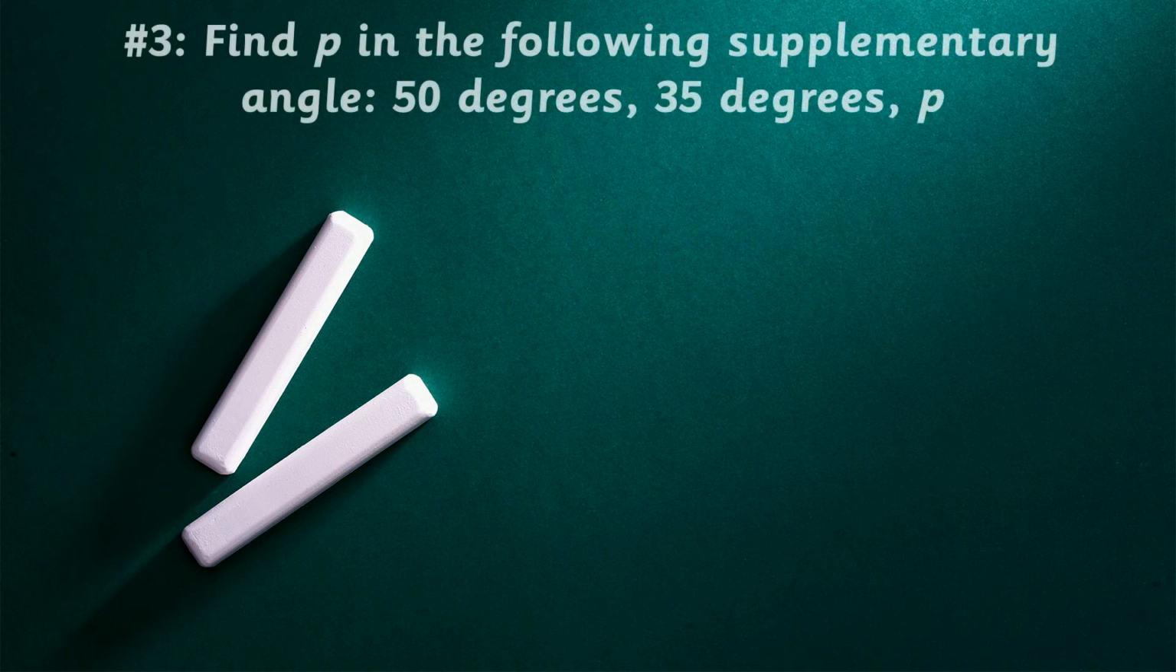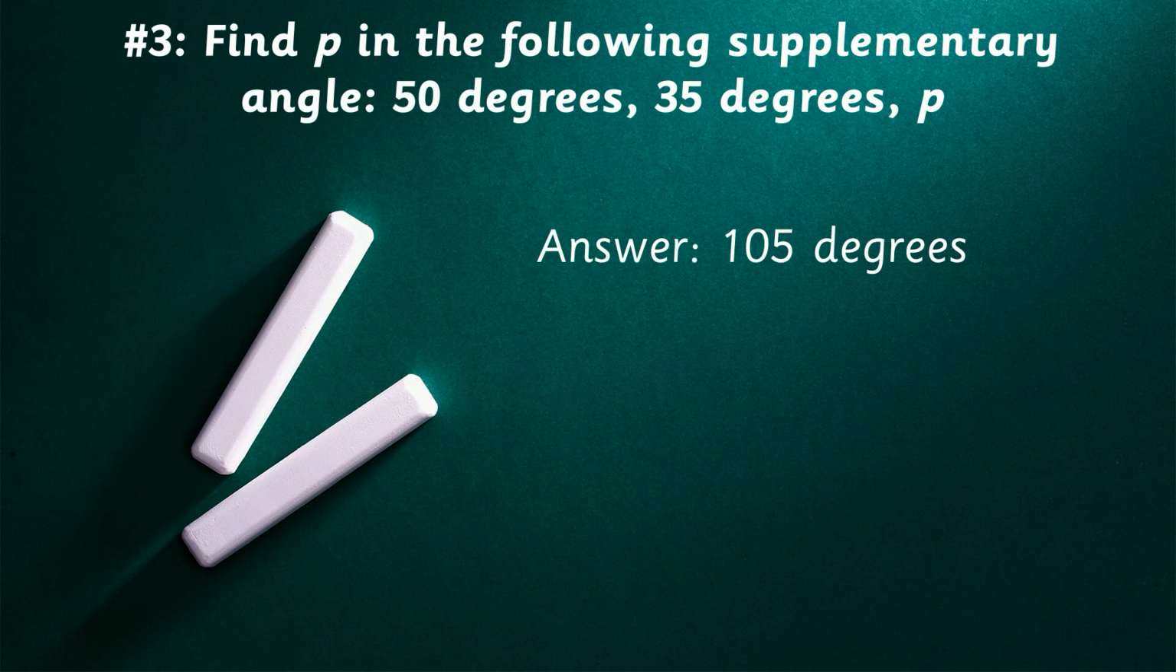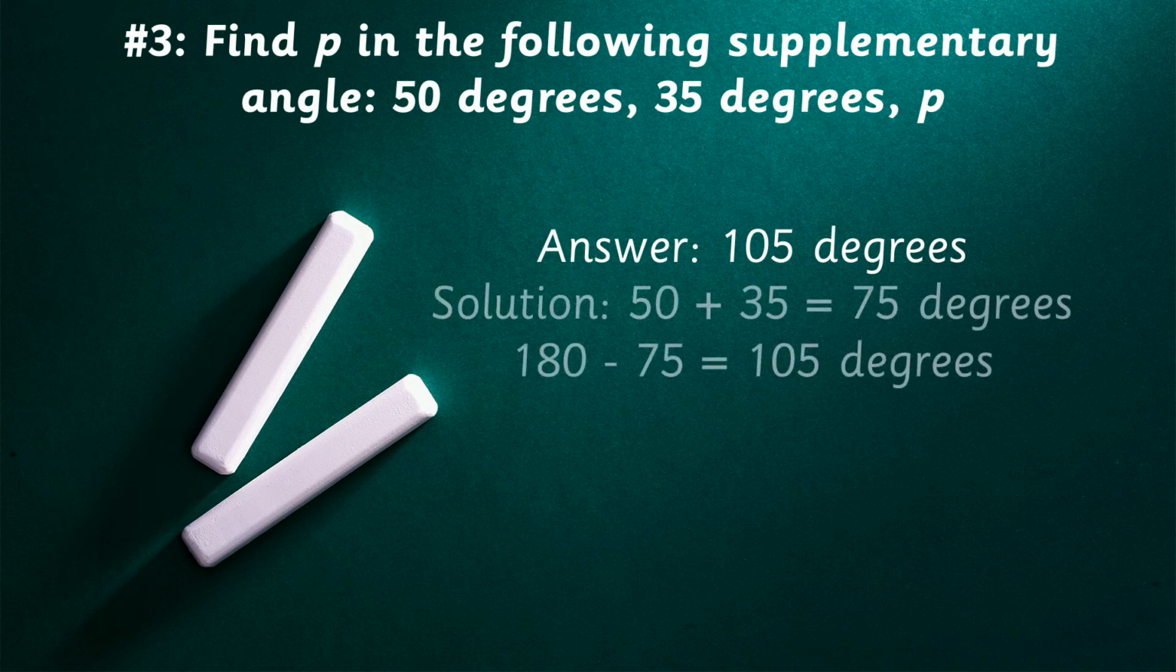Number 3. We have 50 degrees, 35 degrees. Find the value of P. The answer is 105 degrees. Solution: 50 plus 35 is 85. 180 degrees minus 85 degrees is 95 degrees.